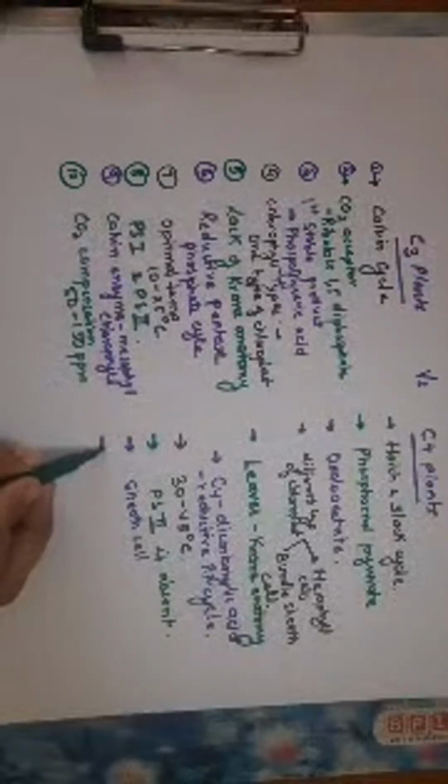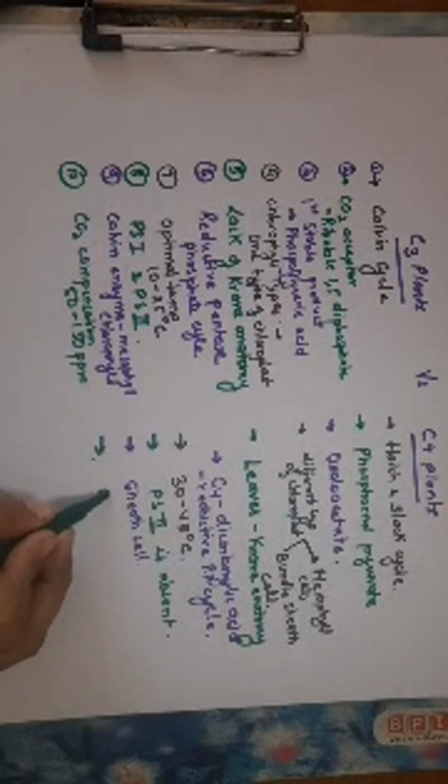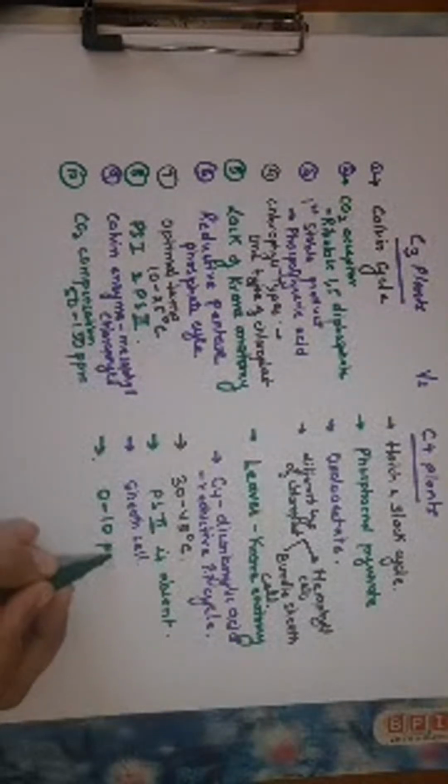Now we are talking about the 10th difference. If we talk about the carbon dioxide compensation point, for C3 the carbon dioxide compensation point will be 50 to 150 ppm. However, for the C4 plant, the carbon dioxide compensation point is quite low, between 0 to 10 ppm.